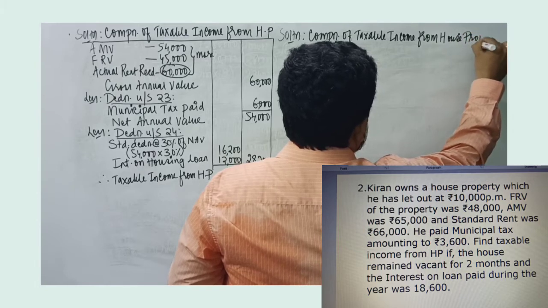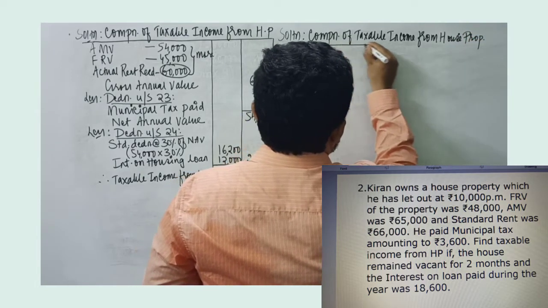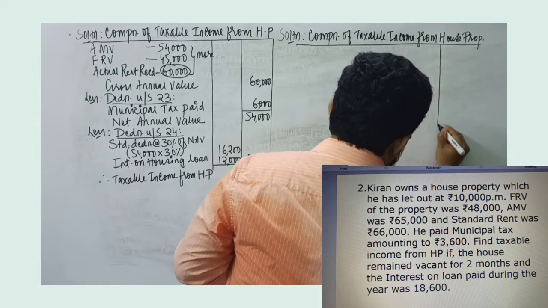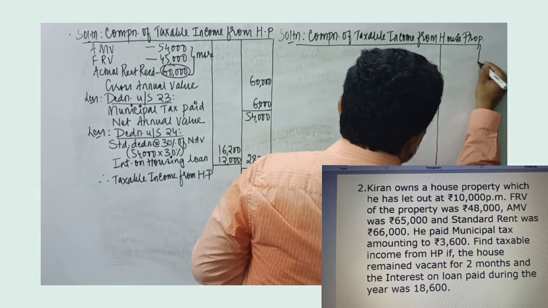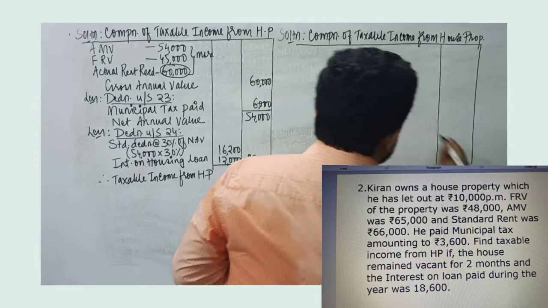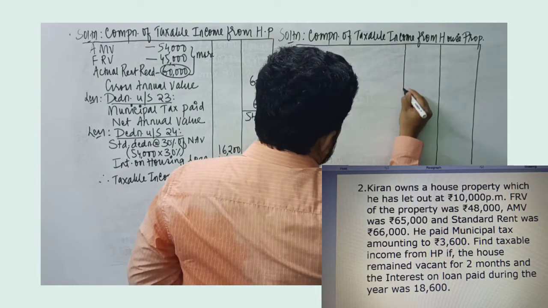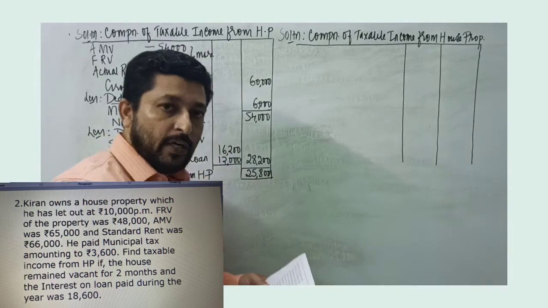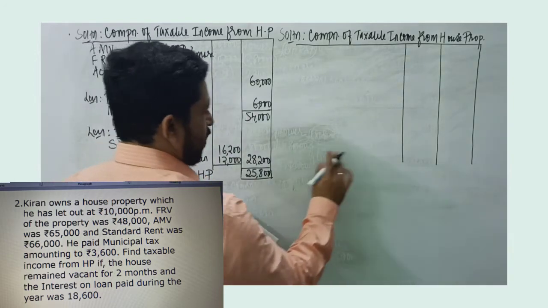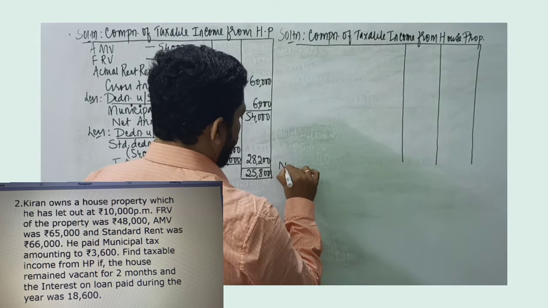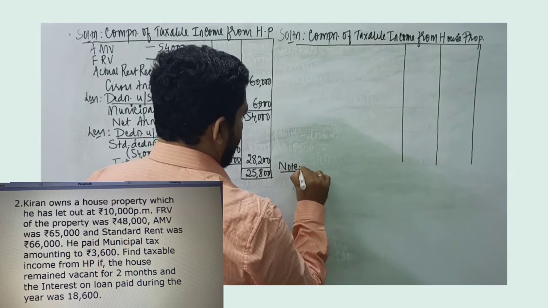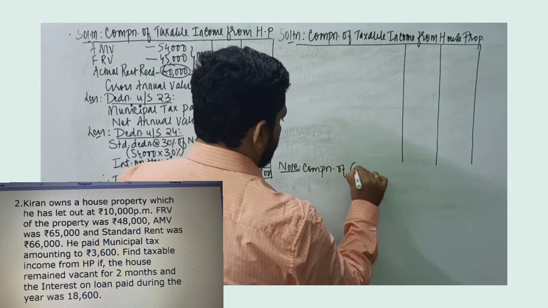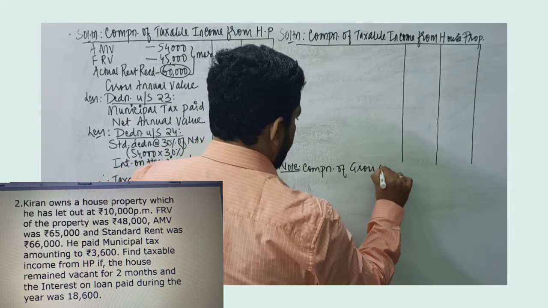Taxable income from house property. I will be preparing 2 amount columns, which is required. I will be taking the calculation of gross annual value in the working note, and we will check whether we need to go to step 4 or not. So I use space and record over here a note: computation of gross annual value.